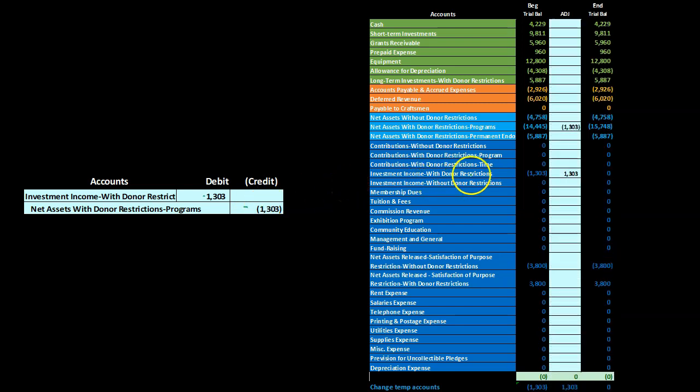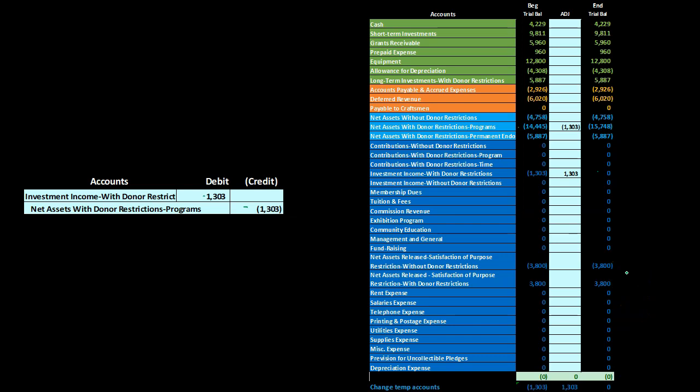If we post that out, this is what it will look like. Investment income has a credit balance. We are then debiting it, making it go down to 0. Then we have up top, the net assets with donor restrictions having a credit balance. This one is increasing because we're closing out a revenue account to it. So it's going to be going up in the credit direction to that 15,748. This puts us back in balance, debits equaling the credits.